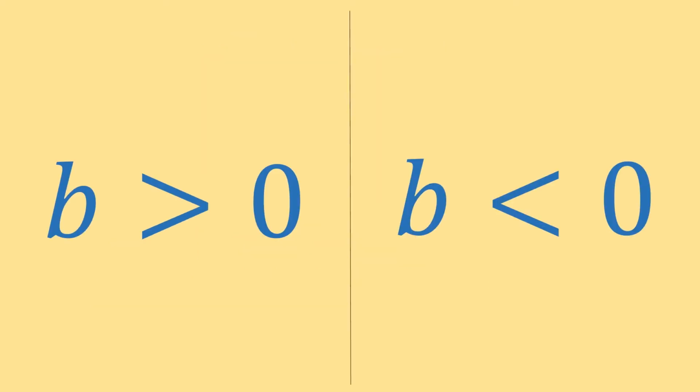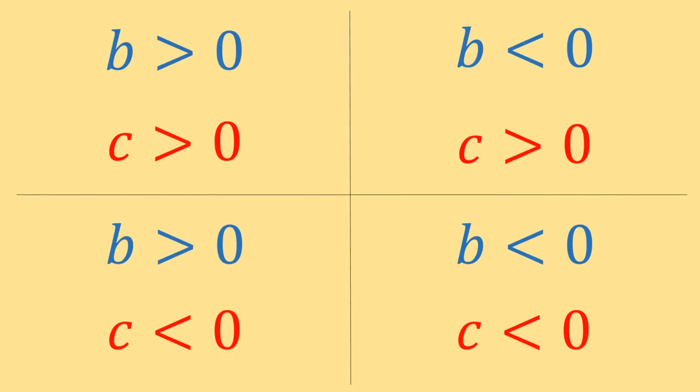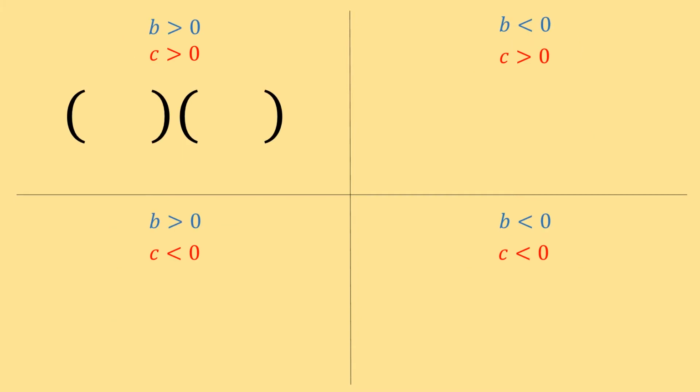On the left side, let's just let b be greater than 0 for these types of problems, and on the right side of our screen, we're going to let b be less than 0. And then we can break it down even more. On the top part of our screen, we're going to have c be greater than 0, and on the bottom side of our screen, we're going to let c be less than 0. Essentially, we get 4 different unique combinations of problems that they can throw our way whenever we let a equal 1. So let's talk about what the factored form looks like for each one of these quadrants.